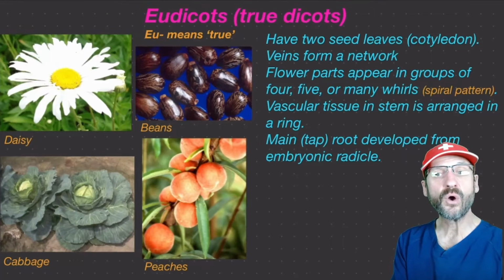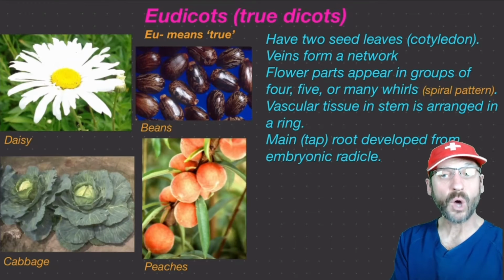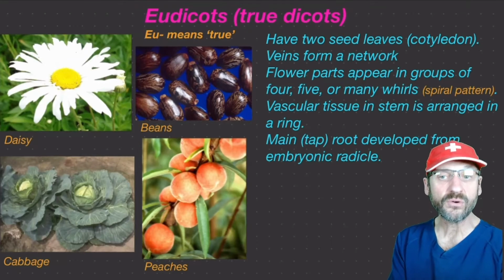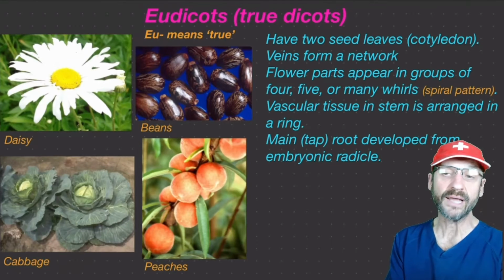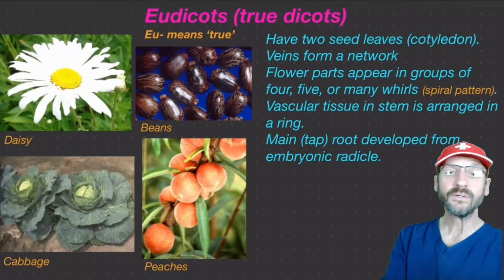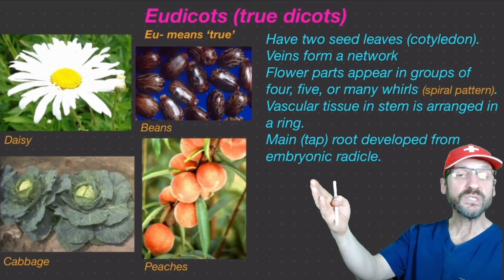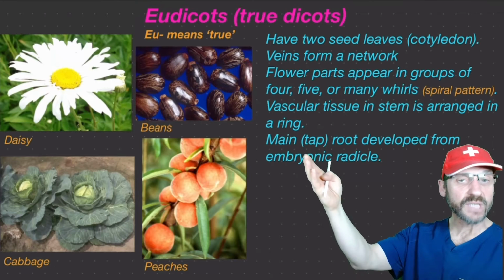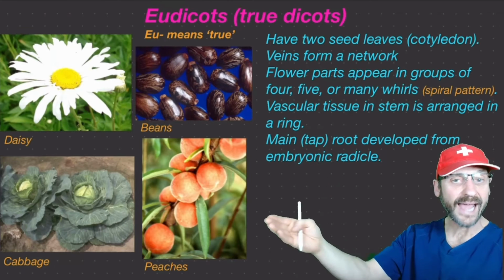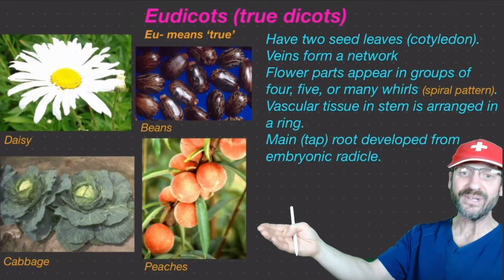Dicots can be herbaceous, which means not woody. Those have soft green stems. The other group produce woody tissue. They're like the oaks and the maples. And then over here, you can see some other eudicot examples. We have the beans, we have cabbage as an example, and we got peaches.